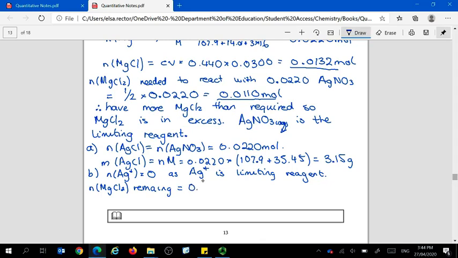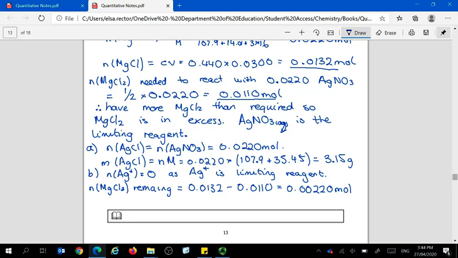So starting with 0.0132, and the amount used in the reaction is 0.0110. So the amount left over is 0.00220 moles, apparently.